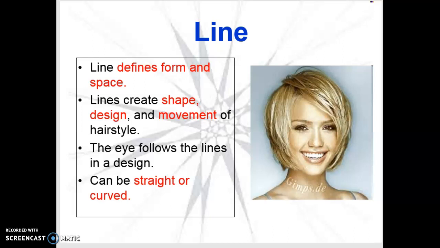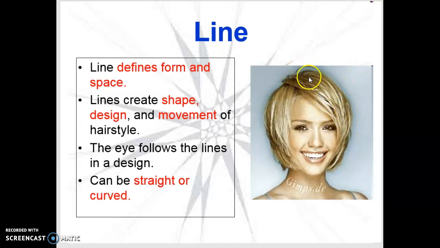Start off with line. So line defines the form and the space. You wonder what that means. Well, it's simply by having lines run through the hair. For instance, here's a line here. It stops at the chin. This creates the space. There's other lines coming down on a diagonal. It's creating a space. Here's a space that's filled up within those type of lines.